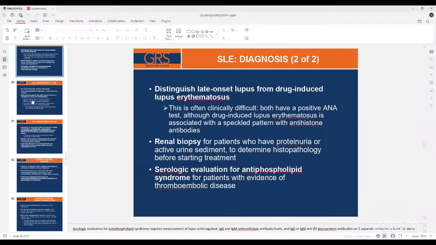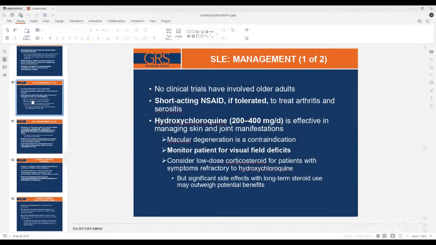For renal biopsies, patients who have proteinuria or active urine sediment should have one to determine the histopathology pattern before starting the treatment. So one of the initial investigations definitely is urine analysis to look for protein, and serological evaluation for antiphospholipid syndrome for patients with evidence of thromboembolic disease, as antiphospholipid syndrome can occur frequently in SLE patients.